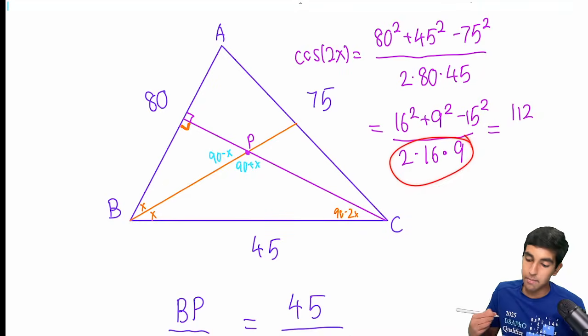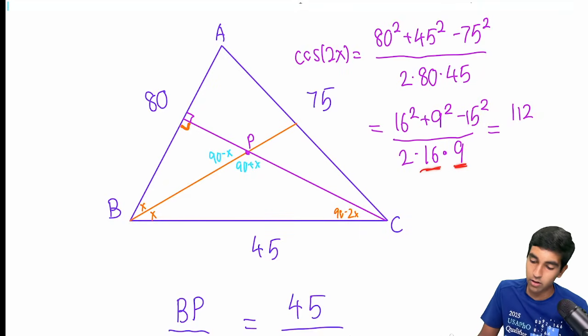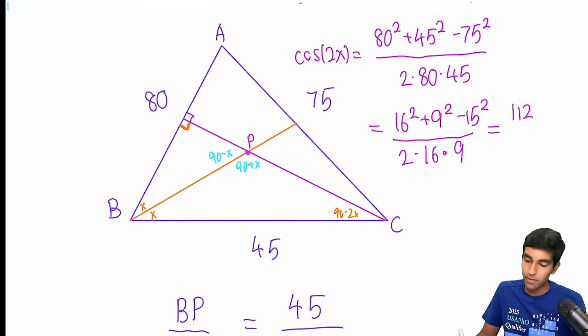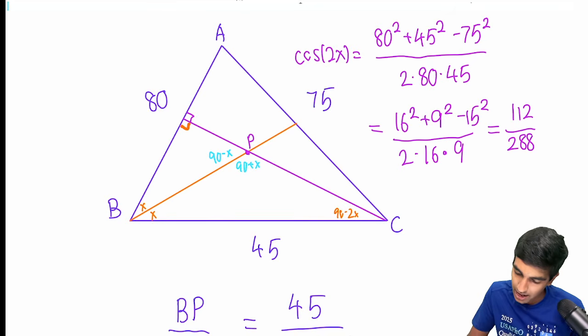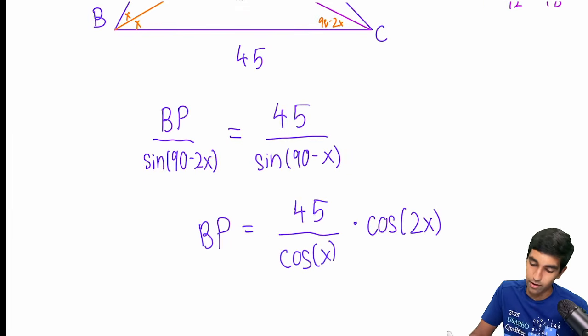2 times 16 times 9. Okay, so I really think it's good to know 9 times 16 is 144. That's because you see 3 squared times 4 squared, so it's 12 squared, 144, over 288. And we can simplify this to get 28 over 72, or 14 over 36, 7 over 18. So cosine 2x is 7 over 18.